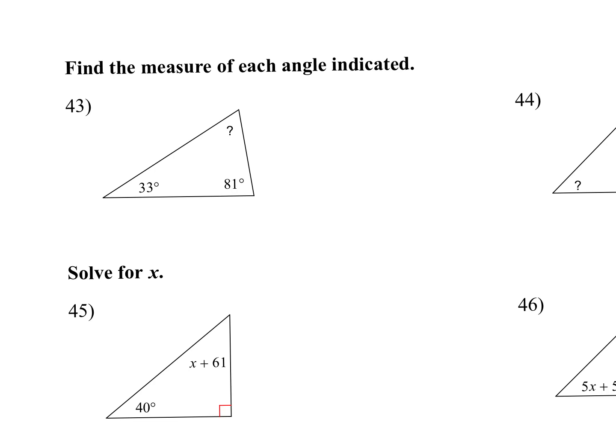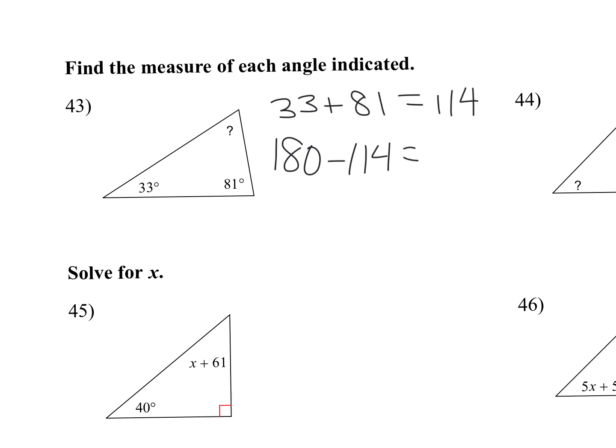What do we know all angles in a triangle add up to? 180. So, if we have a missing angle, how do I find it? Add them up, subtract from 180. 33 plus 81 is 114. Then take that number, subtract from 180, and you get 66.